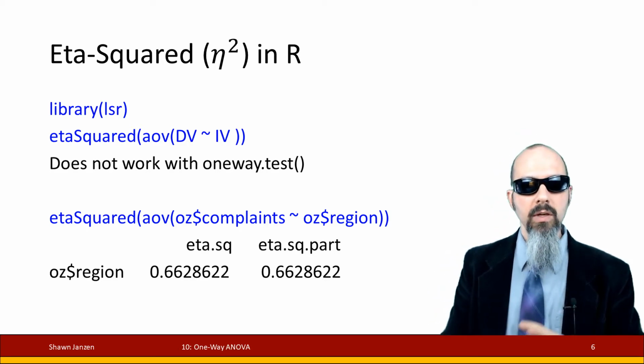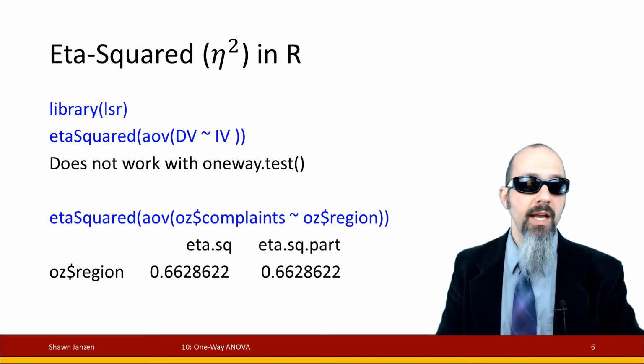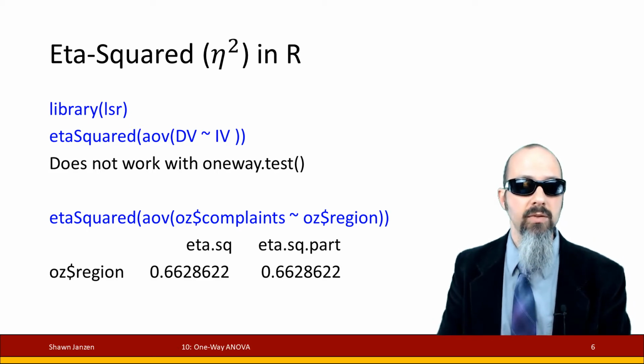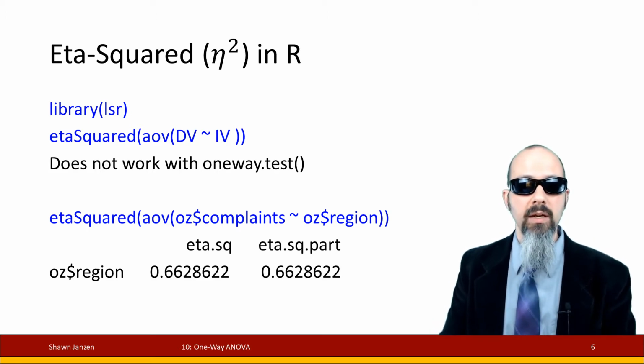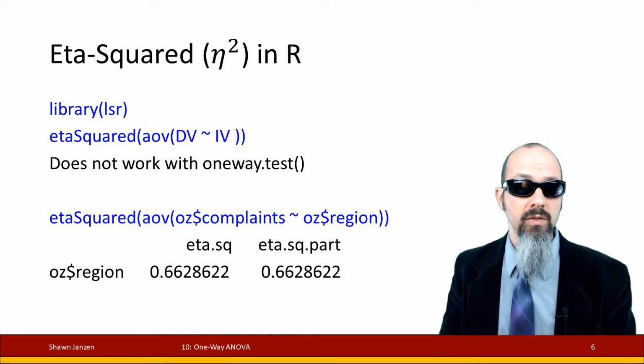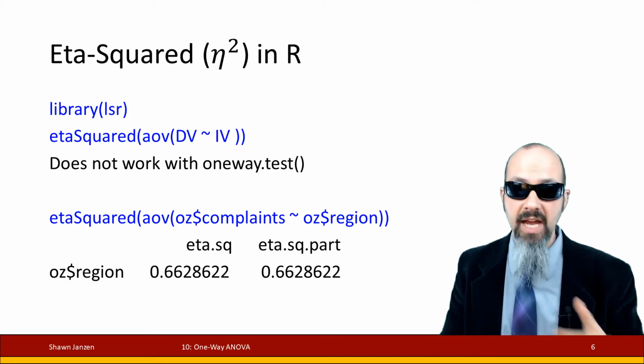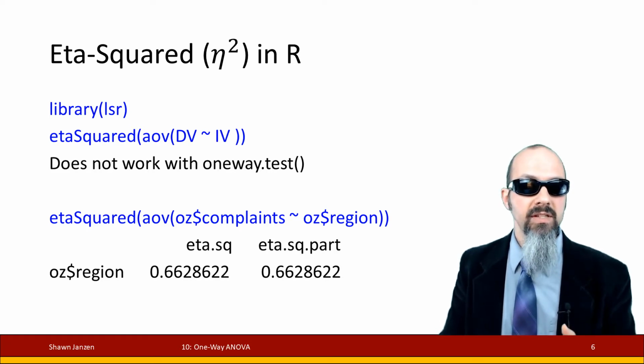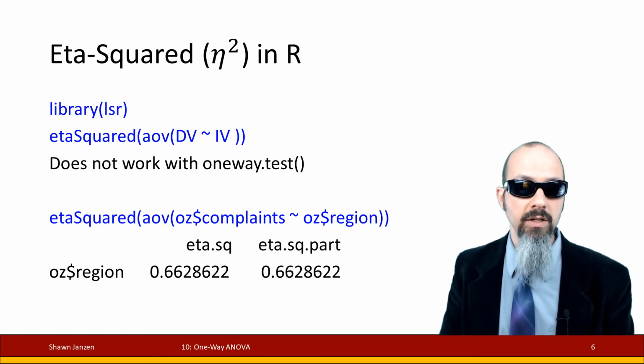Well, for that, we're going to change our language gears. We're talking about an Eta-squared. Remember, I said that these are the same values equivalently. Eta-squared is a function that lives inside the lsr package. So we install the lsr package, activate the library, and it gives us access to the etaSquared function. Note the capital S in etaSquared.